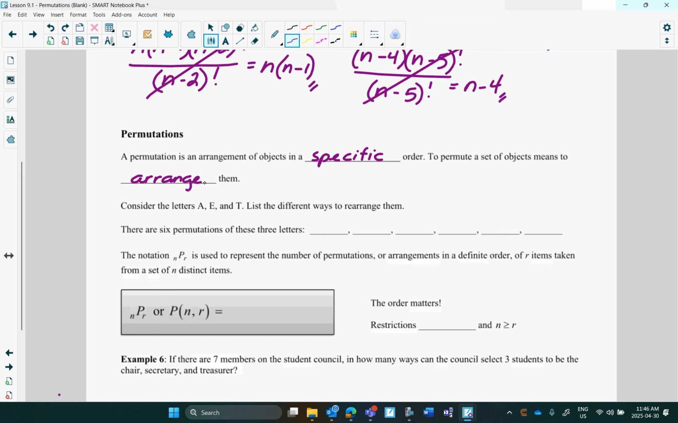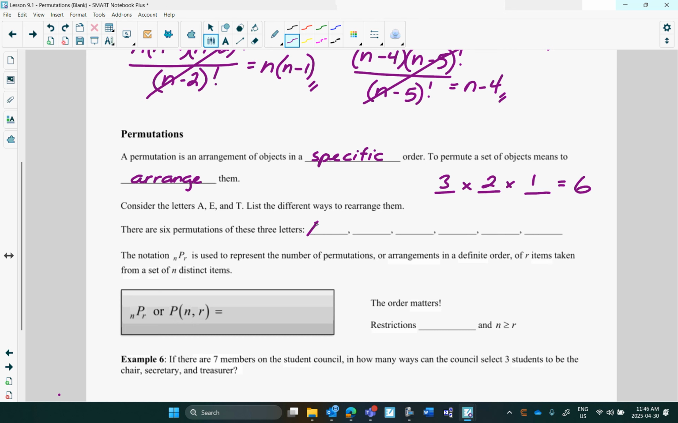So consider the letters A, E, and T. List the different ways to arrange them. In other words, how many 3-letter words can I make from A, E, and T? You guys should be able to go to the counting principle. How many different letters here? 3 times 2 times 1 equals 6. And there are 6.